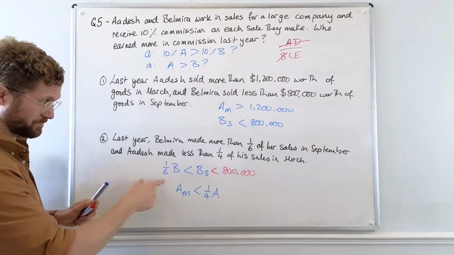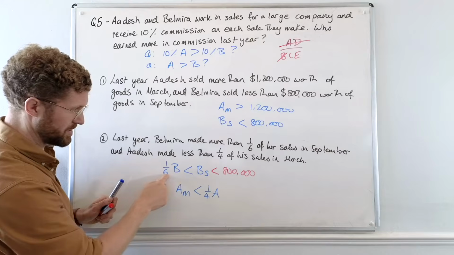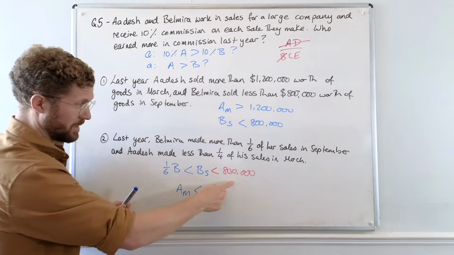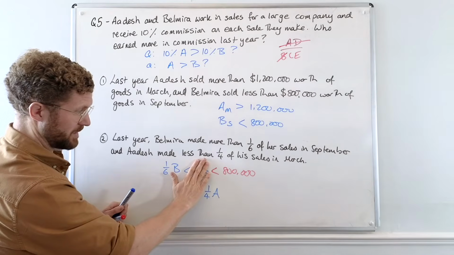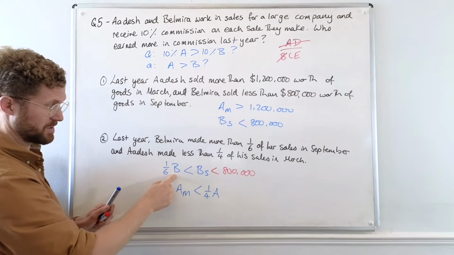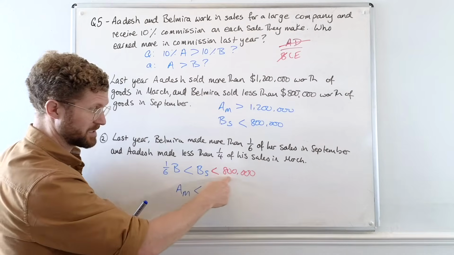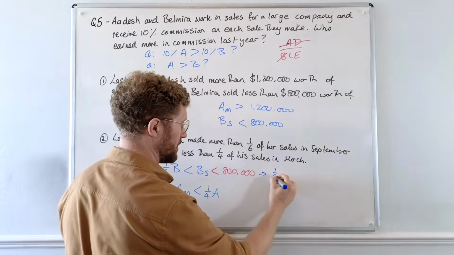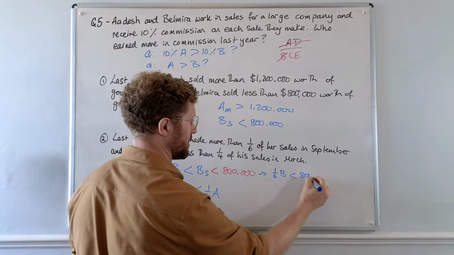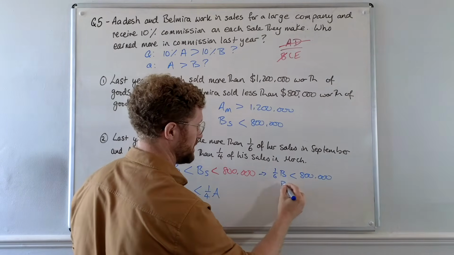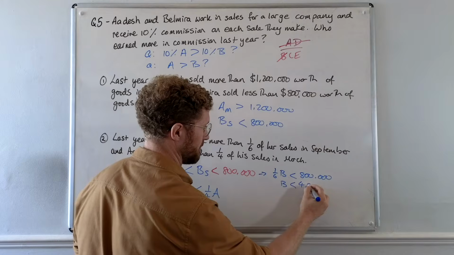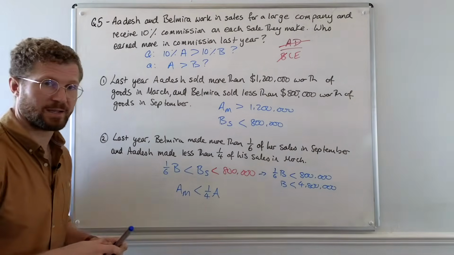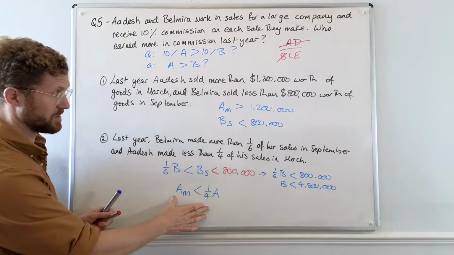So I can bring these two inequalities together and stack them left to right. I've got 1/6 of B is less than Belmira in September, which is less than 800,000, which means I can ignore the middle bit and say that 1/6 of B's total sales, Belmira's total sales, is less than 800,000. Rewriting that, 1/6 of B is less than 800,000. So B is less than 4,800,000.